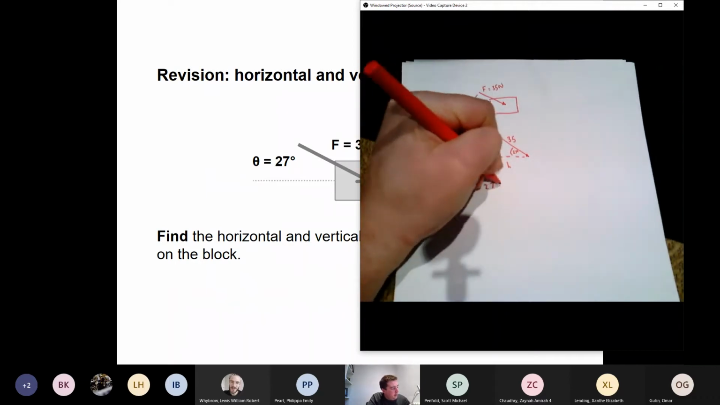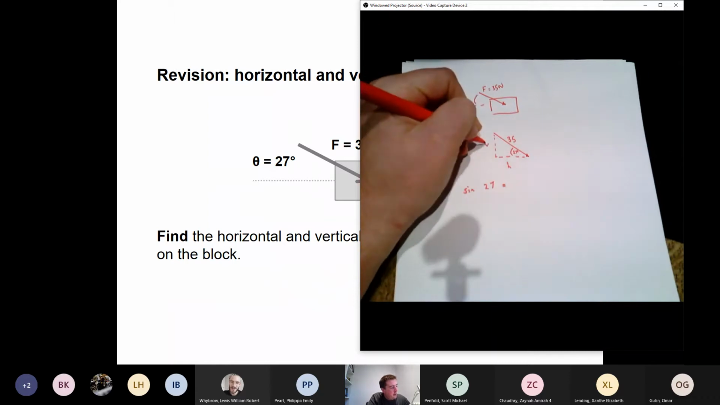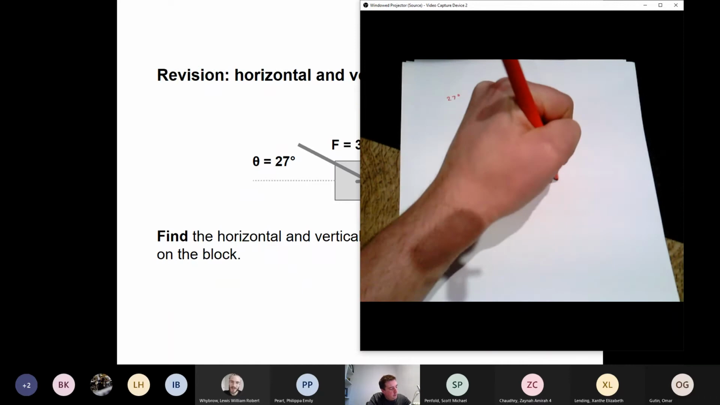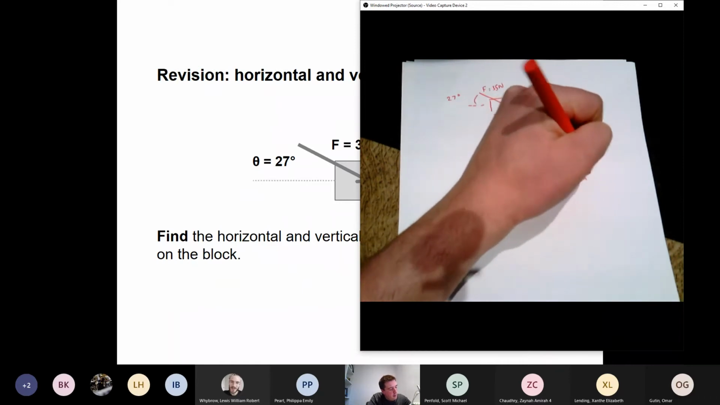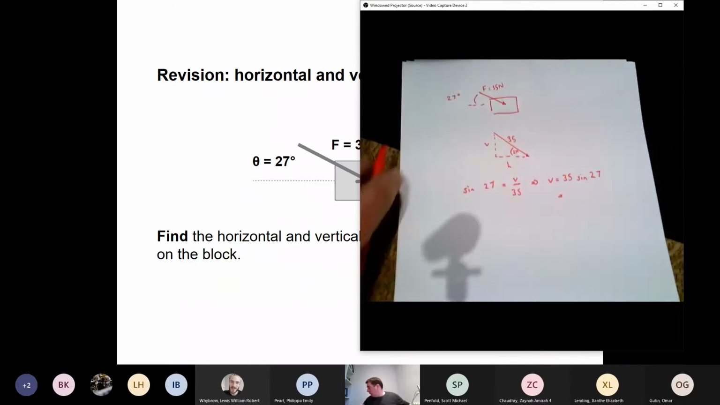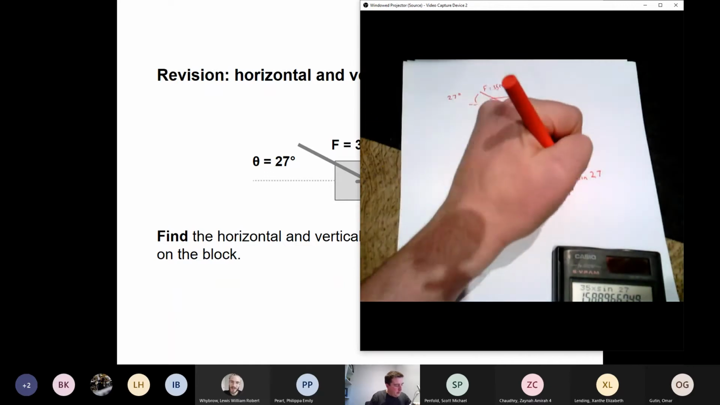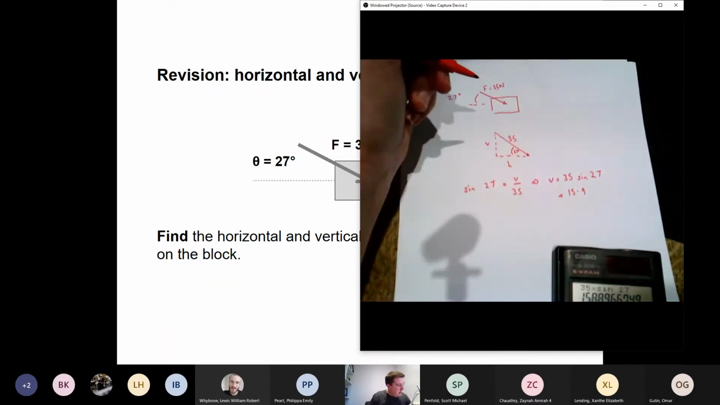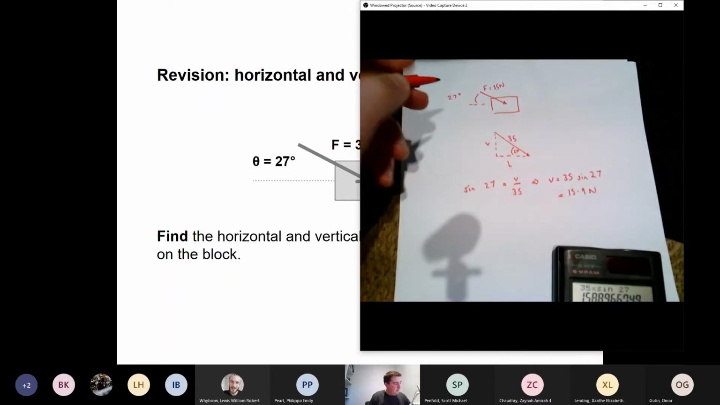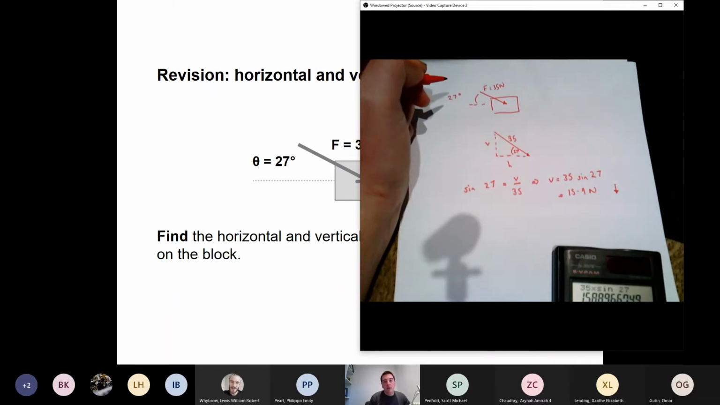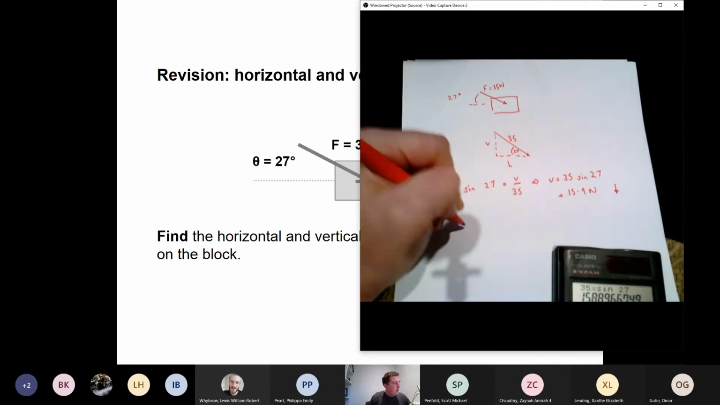Sine 27 is opposite over hypotenuse, that's V over 35, which means that V equals 35 sine 27. I'll get my calculator out. Which is 15.9 newtons. And it's acting downwards because this arrow here that we started with acts down and to the right.